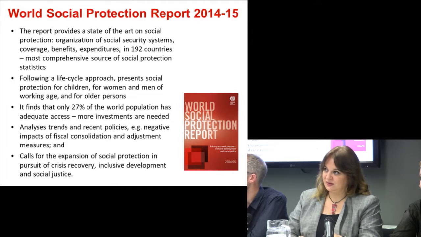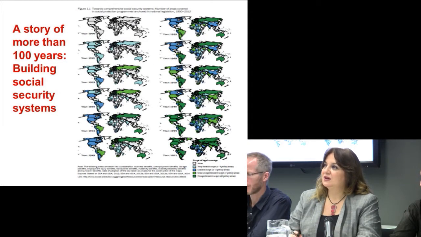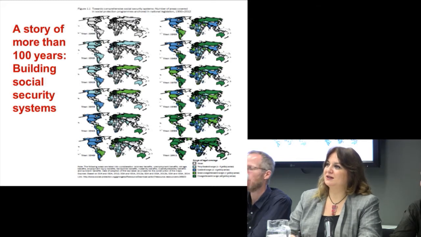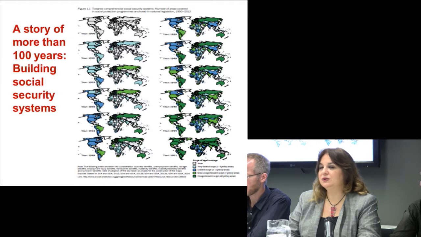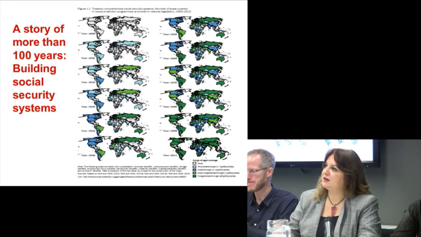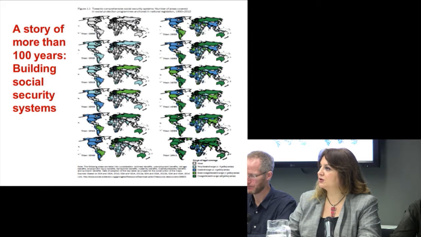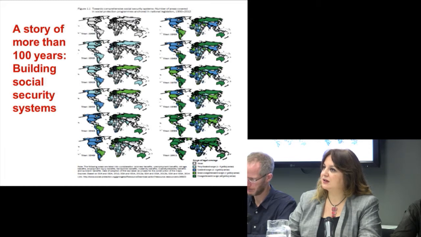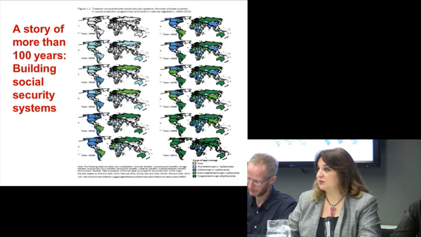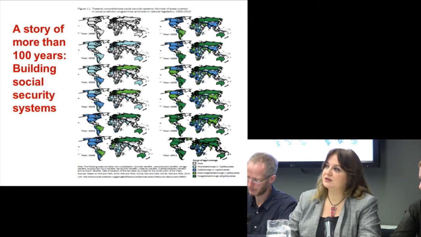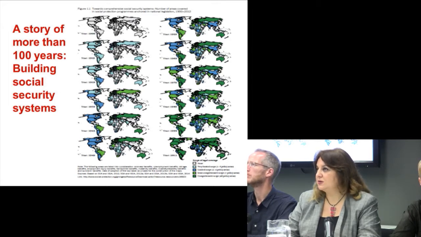So let me walk you through the report. This is an interesting graph. What we did here was look at the number of countries and how they were expanding social protection schemes as part of the social protection systems. The first map of the world, which is almost all in white, meaning very few countries, this is in the 1900s, had well-developed social protection systems. The last map you see, which is in quite intense color, is the current one, and it shows how many countries keep advancing, expanding the social security systems.